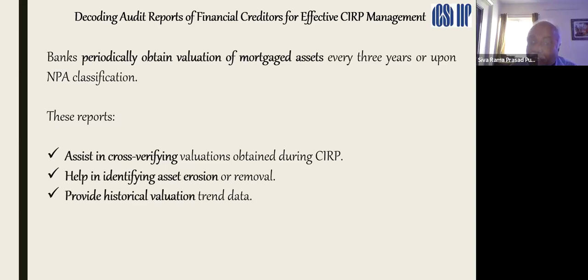Help in identification of asset erosion or removal. Once you ask for the valuation reports of the bank, you can verify and cross-check whether all assets are available with the company or not. Thereby, fraudulent transactions can also be detected. They also provide historical valuation trend data. Because the valuation is every 3 years, if the loan continues with the bank for 15 years, you can see how the value has changed over the times.